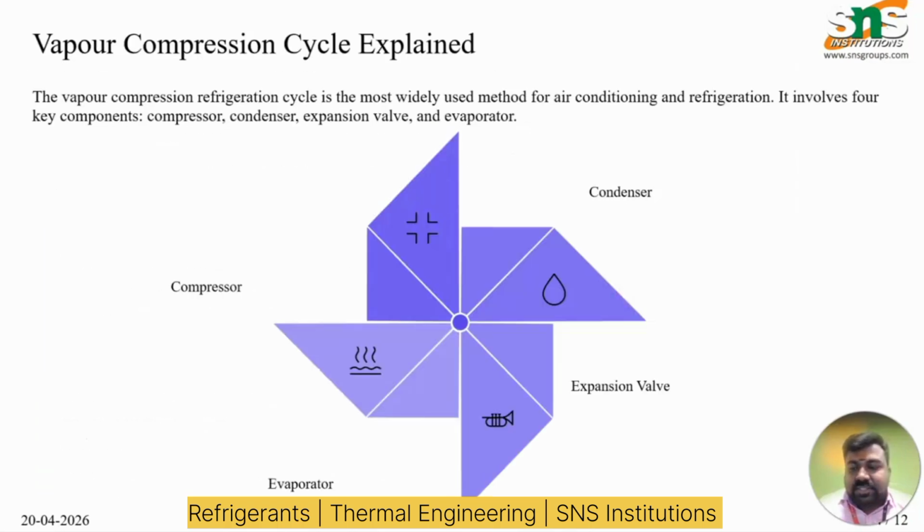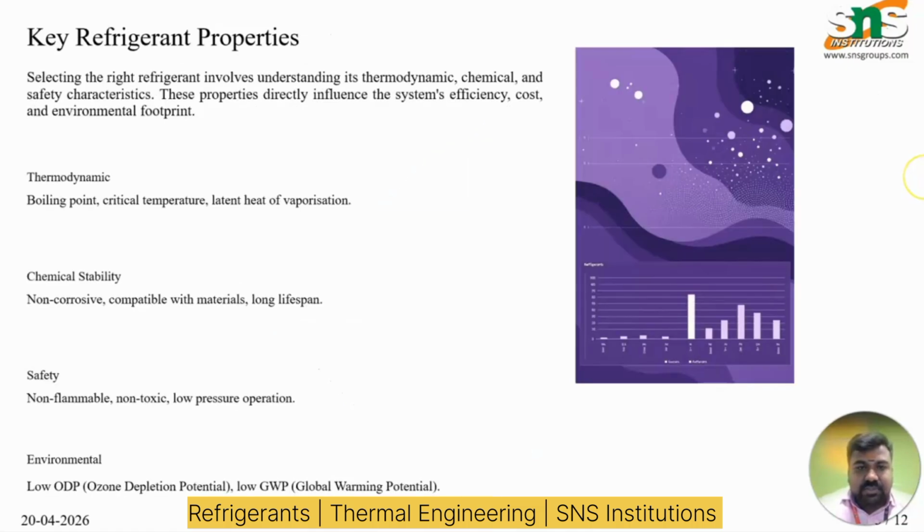So vapor compression cycle explained. The vapor compression refrigeration cycle is the most widely used method for air conditioning and refrigeration systems. It involves four key components: compressor, condenser, expansion valve and also evaporator. So these are the main key components involved in the air conditioning and refrigeration systems.